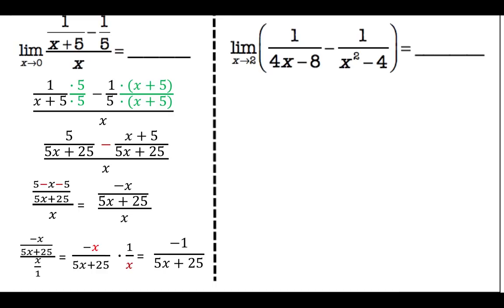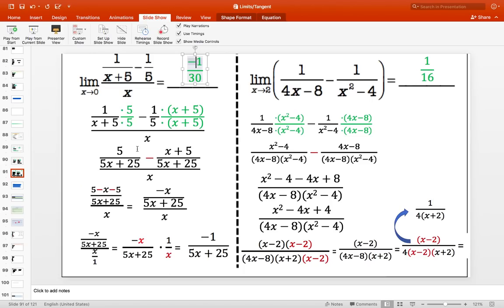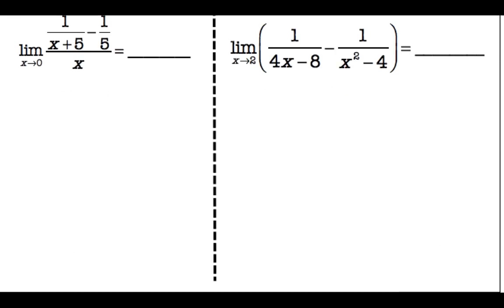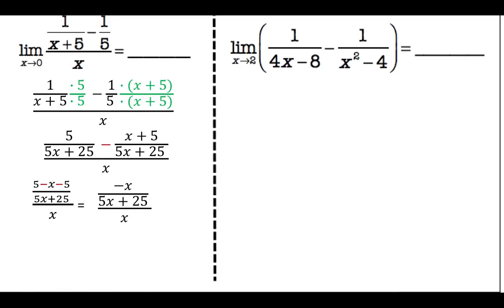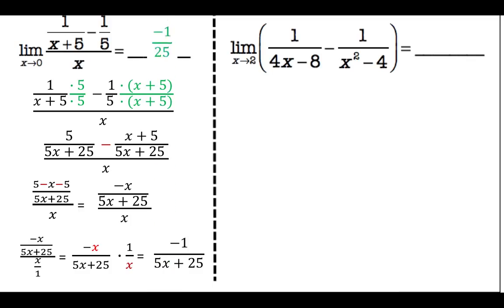From there, let's go ahead and plug in our 0. I plug in my 0 to get negative 1 over 25. I'm sorry, negative 1 over 25. There we go. Because if you plug in 0 here, 5 times 0 is 0, and you're just left over with negative 1 over 25. So that's how you do this left side here. That is your answer after you plug in your 0.